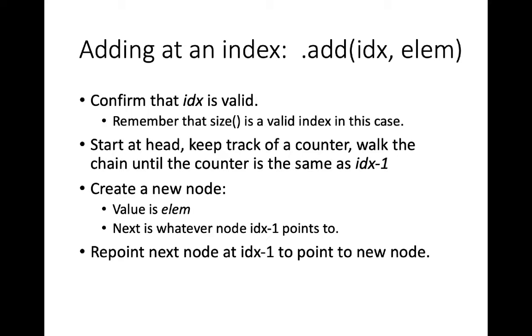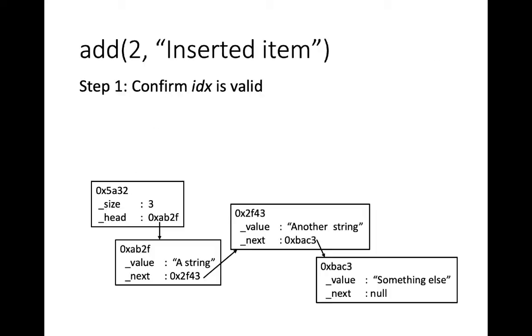Okay. So I think you'll see it a little bit easier if we actually illustrate it, right? So we start off to add, let's say, a new item. So we're assuming our nodes are nodes of strings here. So if we're adding a new string at index value 2, the first thing we do is confirm that index is valid, and it is. So, the size of the list is 3. I can add at 0, 1, 2, or 3, right? So adding at 3 is adding at the end. Adding at 2 is basically trying to put it between another string and something else, right?